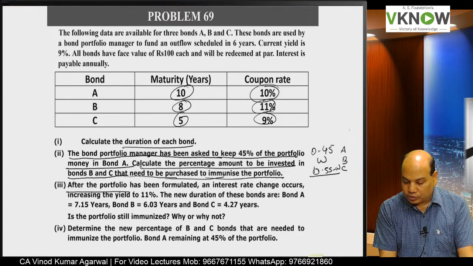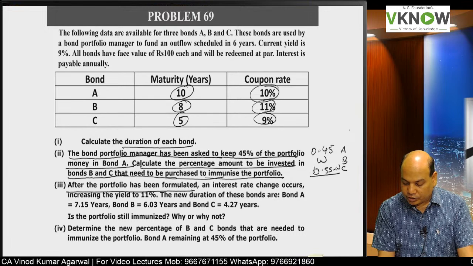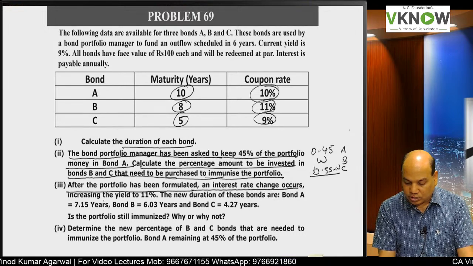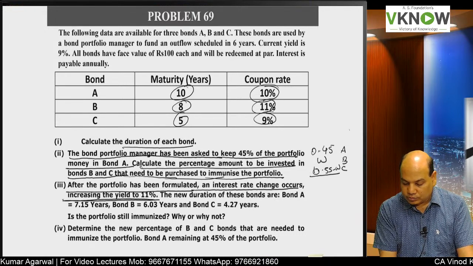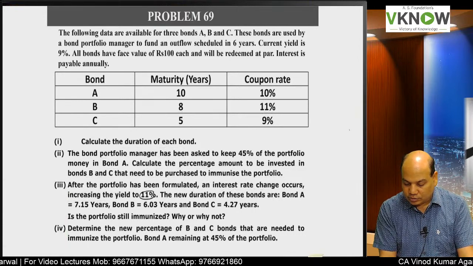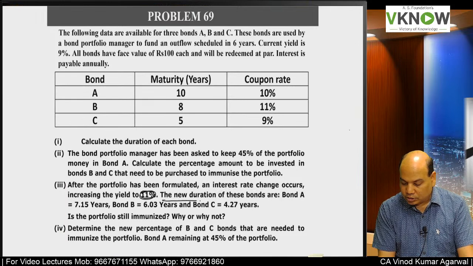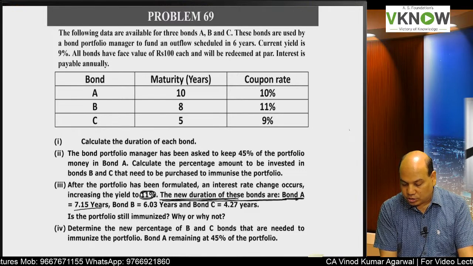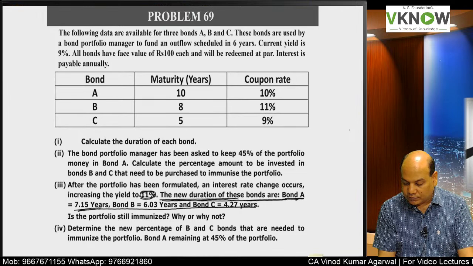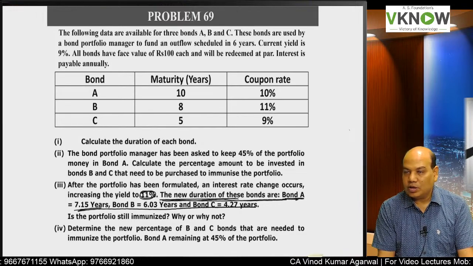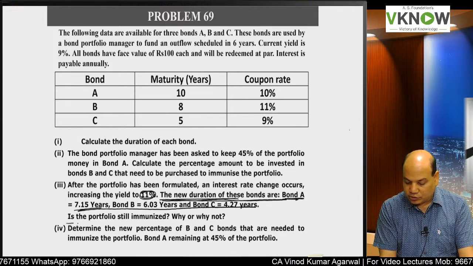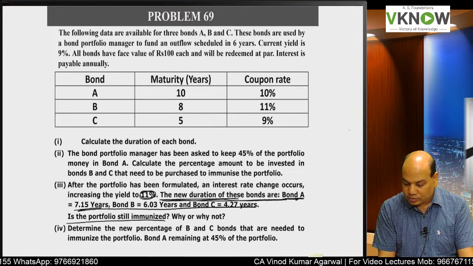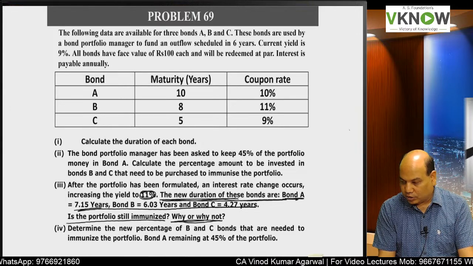After the portfolio has been formulated, the interest rate changes, increasing the yield to 11%. So yield has increased, YTM has increased. The new duration of these bonds will be... The good thing is that now they have computed the duration of bonds A, B, C themselves; otherwise you would have been required to compute. Is the portfolio still immunized? The answer is why or why not.